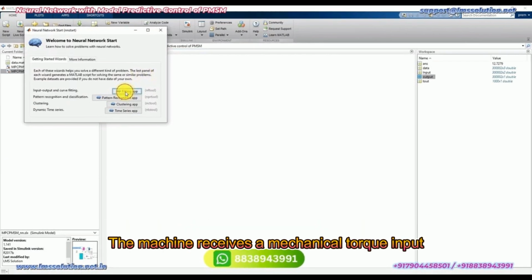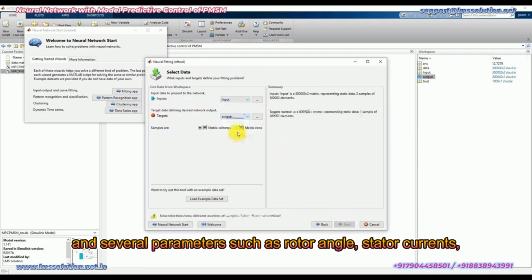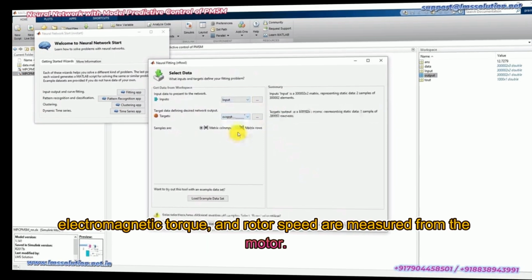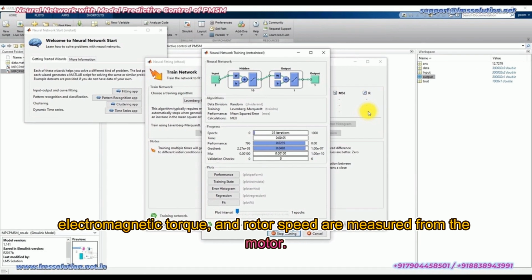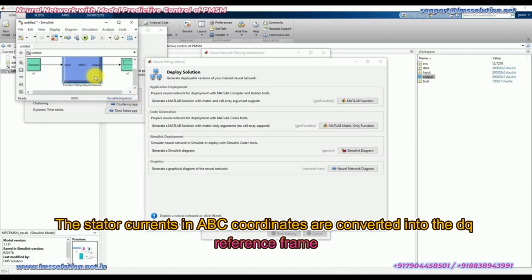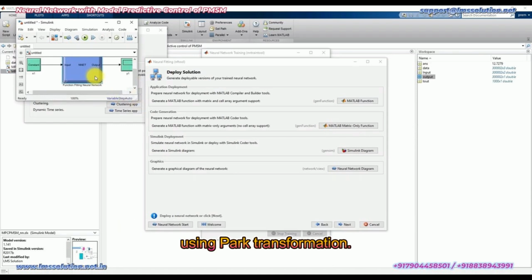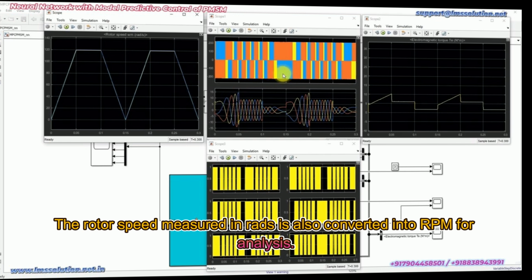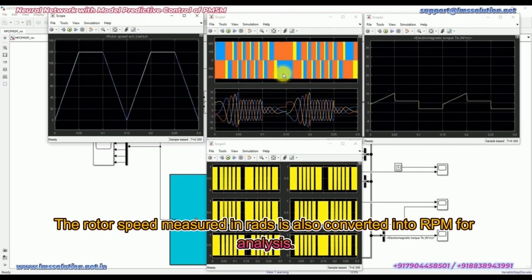The machine receives a mechanical torque input and several parameters such as rotor angle, stator currents, electromagnetic torque and rotor speed are measured from the motor. The stator currents in ABC coordinates are converted into the DQ reference frame using Park transformation. The rotor speed measured in rad/s is also converted into RPM for analysis.